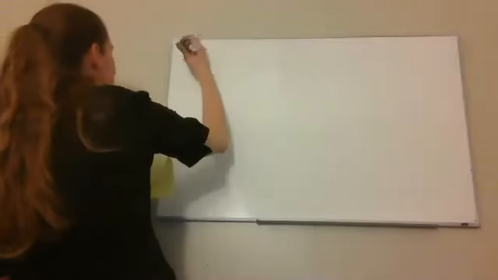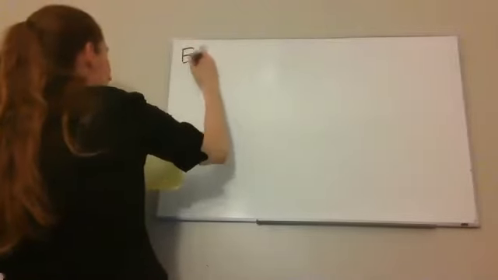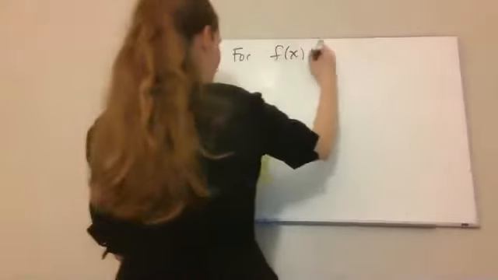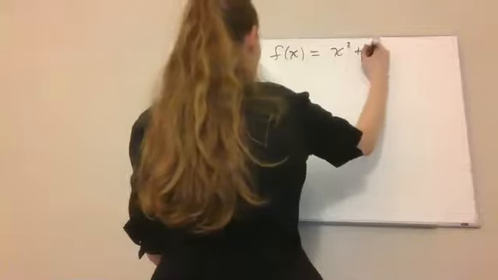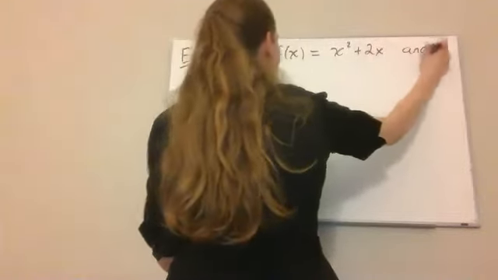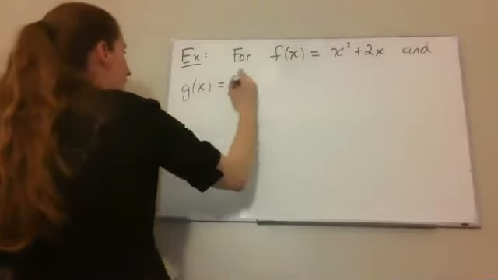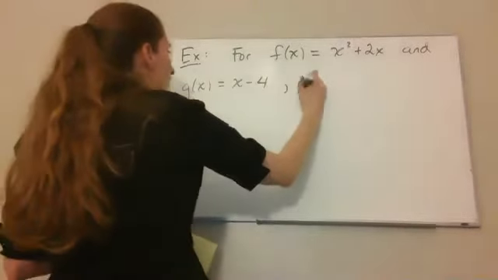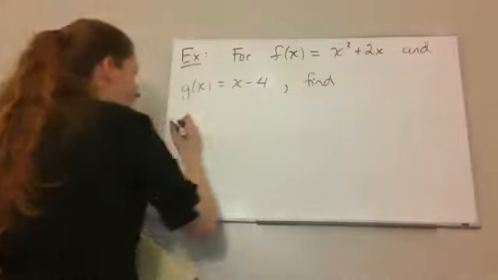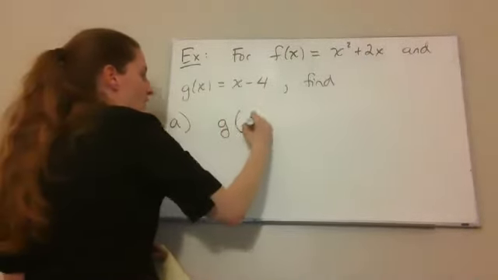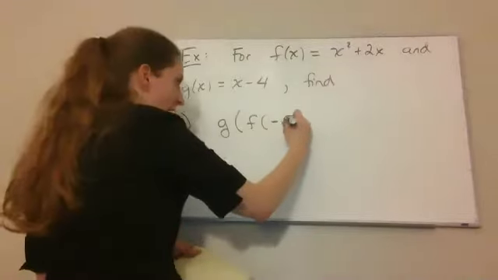So let's start with this example. For the function f of x equals x squared plus 2x, and the function g of x is x minus 4, we're going to find a couple different things. The first thing we're going to find is g of f of negative 5.